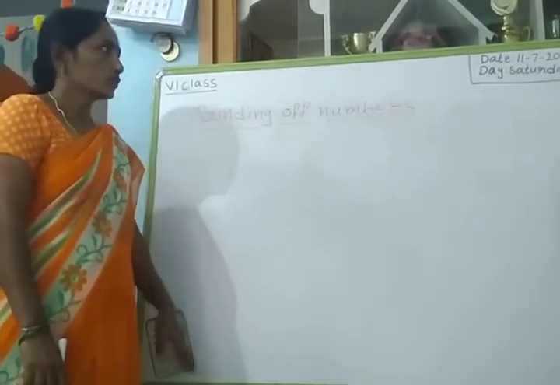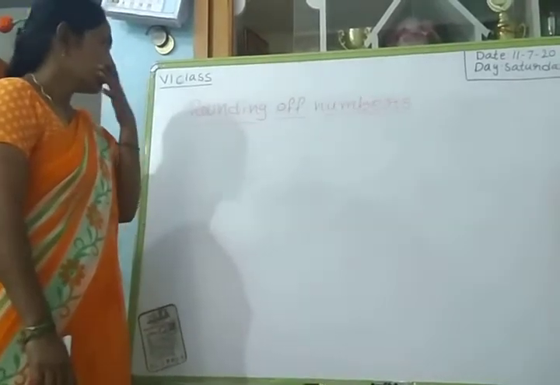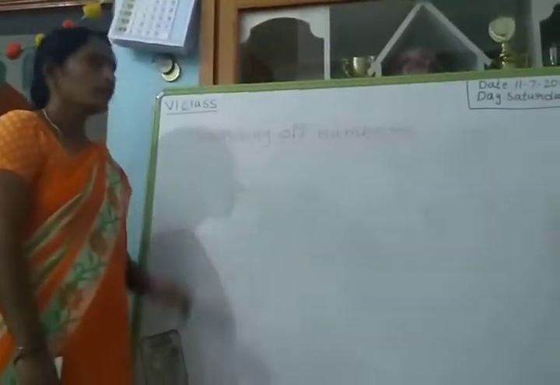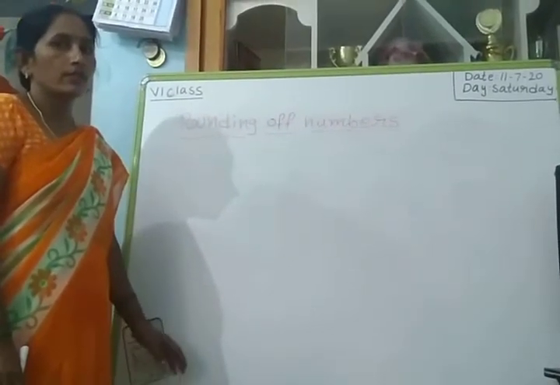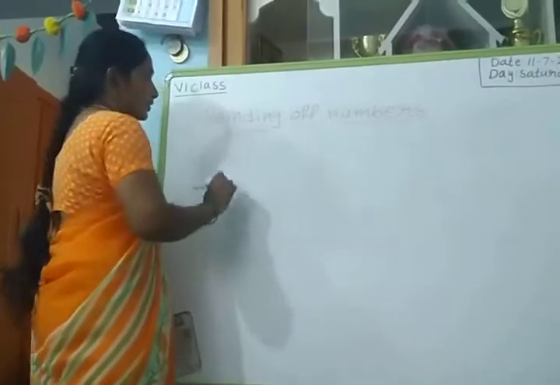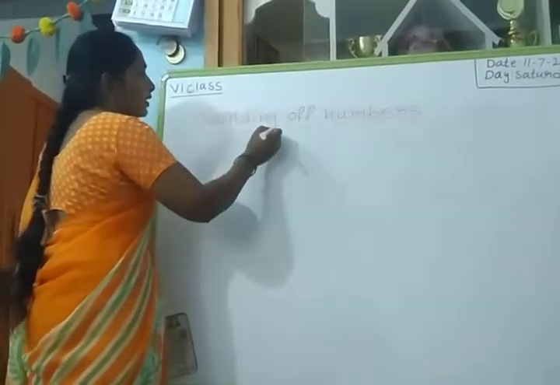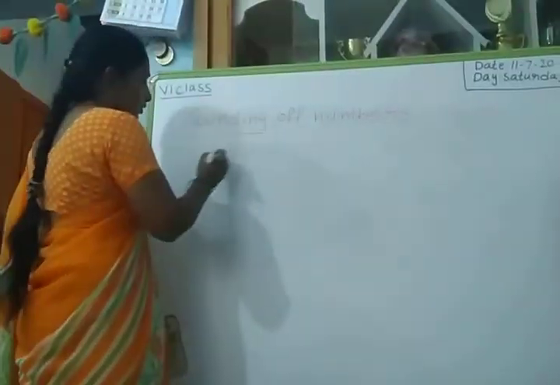Before going to today's class, let us recall what we discussed yesterday. Yesterday we discussed forming the greatest number and smallest number with the given digits, and rounding of numbers. So today I will again discuss rounding of numbers. Yesterday I said one method.